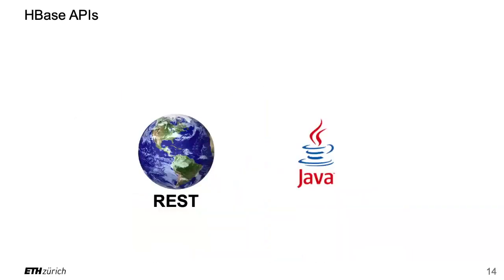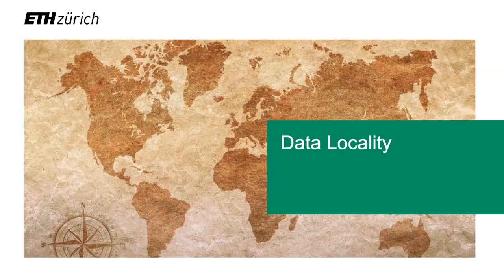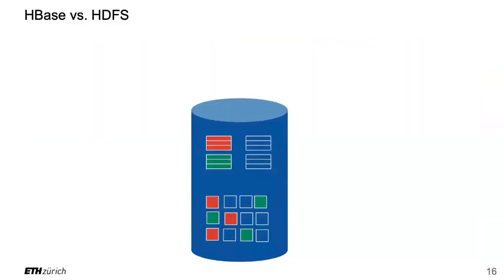HBase has multiple APIs. That's nothing really new. There is a REST API. You can also access it via Java. You also have shell commands to access it, and we'll see that you can also access it via MapReduce and Spark later. So now we are approaching the end of HBase. I wanted to say a few words about data locality.